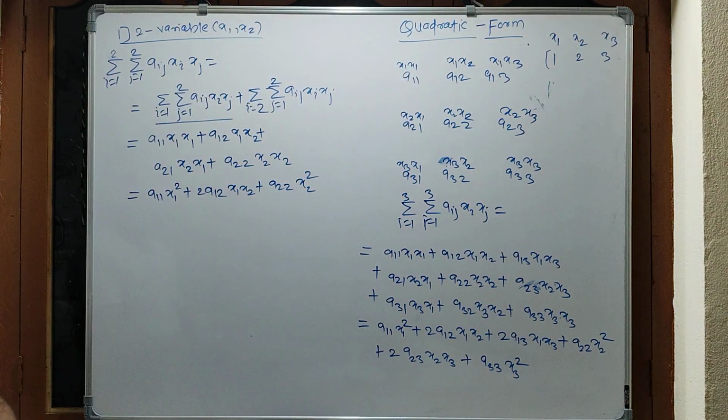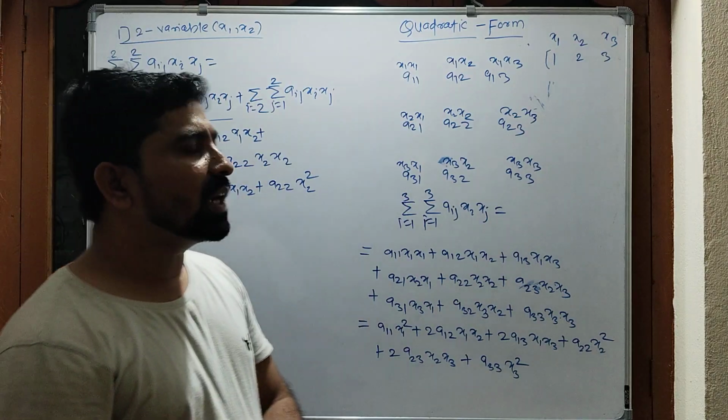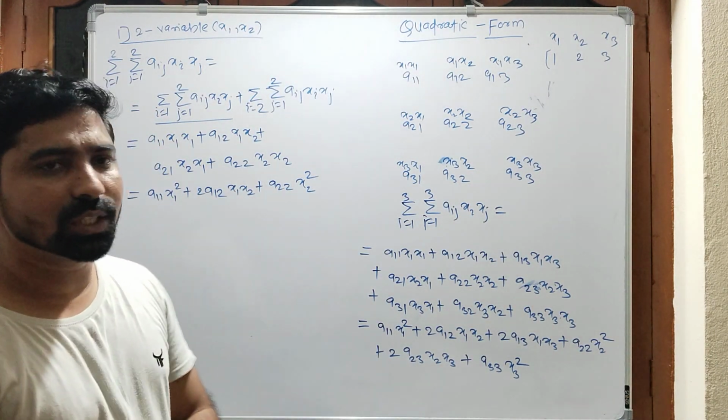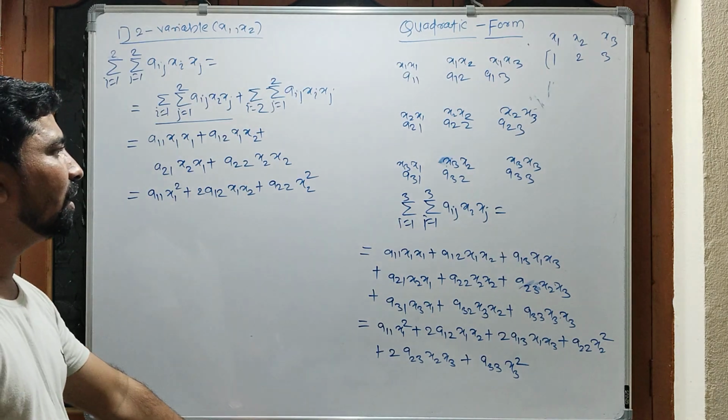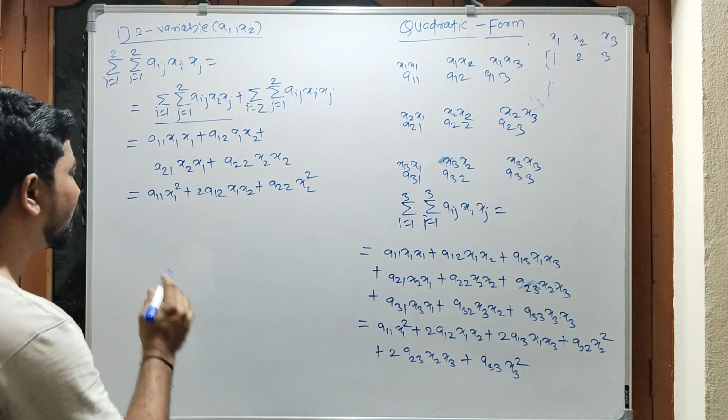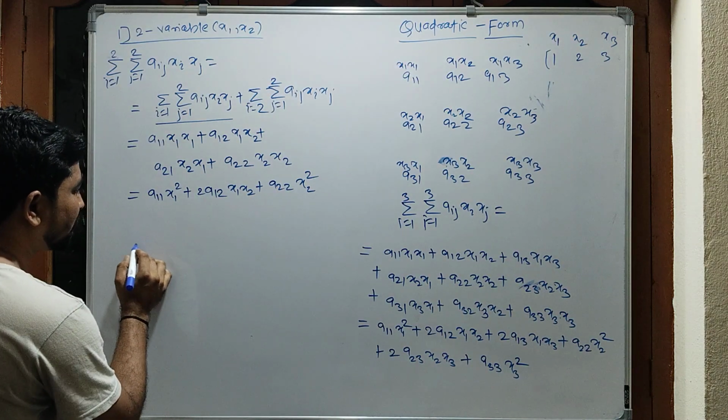So in this way now I want to write the quadratic form for, let's say, 4 variables, x1, x2, x3 up to x4. So this is for 2, I think I already explained, the 2 variable case.